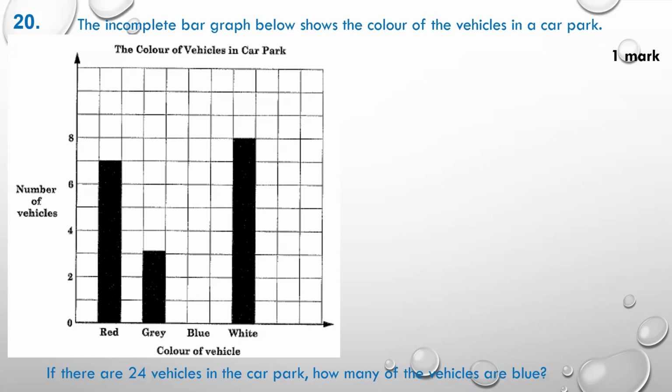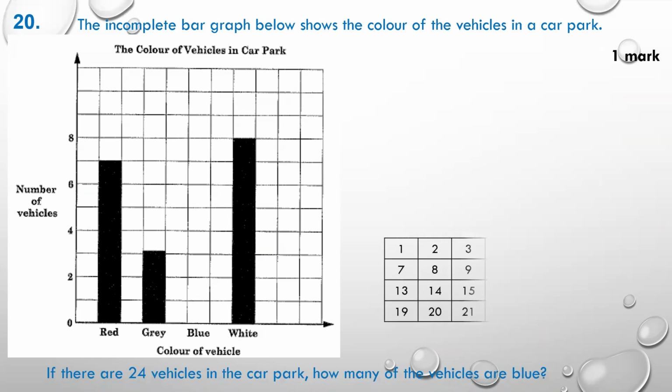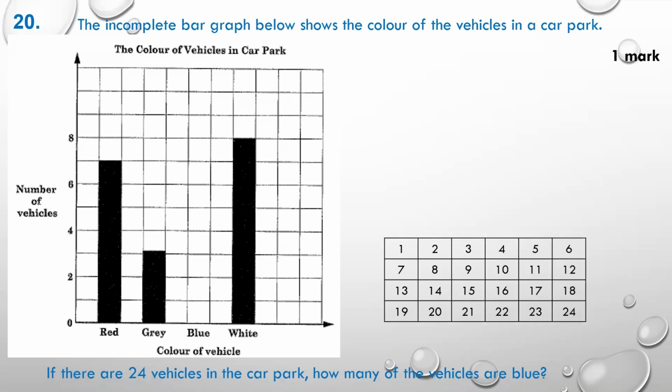So what do we know? We know that there are 24 vehicles in the car park. So let's just bring this up so you can get an idea of what's happening. And of those, there are some which are red. How many are red? 1, 2, 3, 4, 5, 6, 7. There are 7 vehicles which are red. And how many are gray? 1, 2, 3. So if we add up the red vehicles and the gray vehicles, 7 and 3 will give us 10.